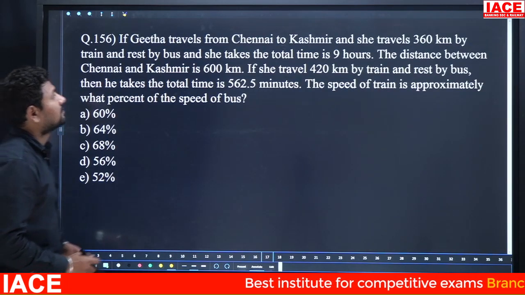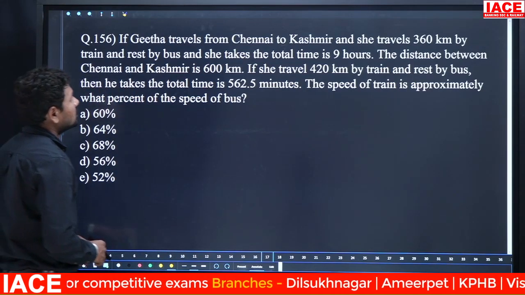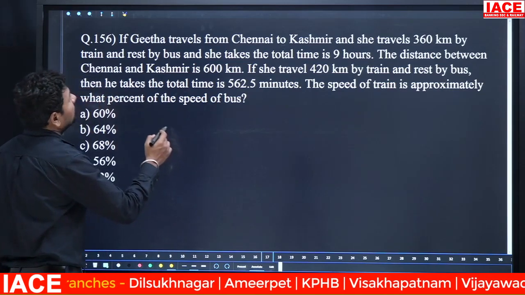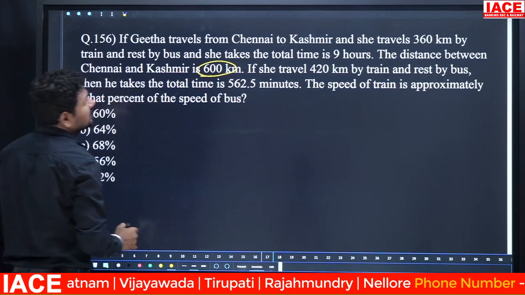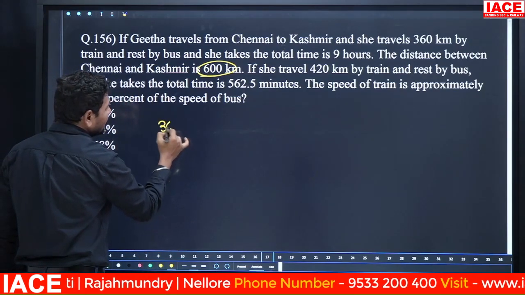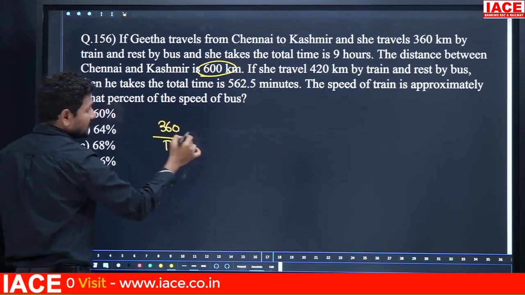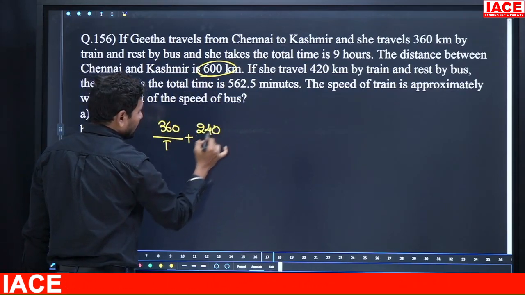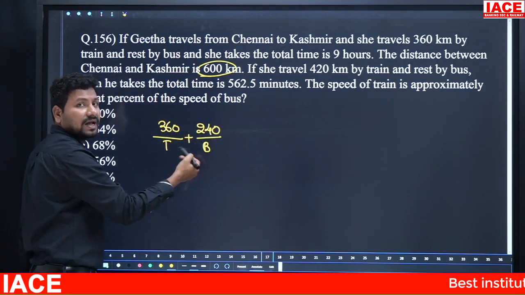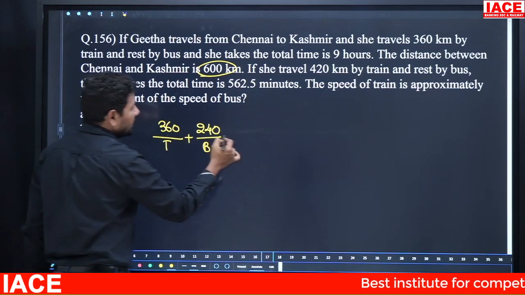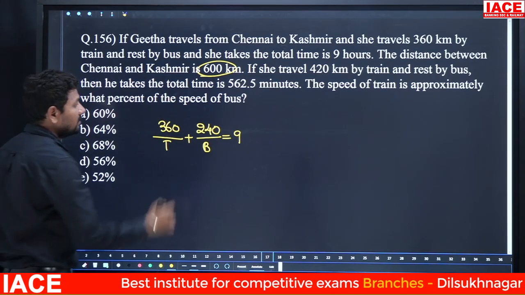Next, Geeta travels from Chennai to Kashmir and she travels 360 kilometers by train and the rest by bus. Overall the distance is how much? 600 kilometer distance. In this 600 kilometer distance, she travels 360 kilometer distance by train. Remaining distance out of 600, 360 gone, remaining is how much? 240 kilometers is going by bus. Train speed and bus speed: bus speed I am assuming D, train speed I am assuming T. It is equal to the total journey time, which is 9 hours. Okay, this is the first equation.